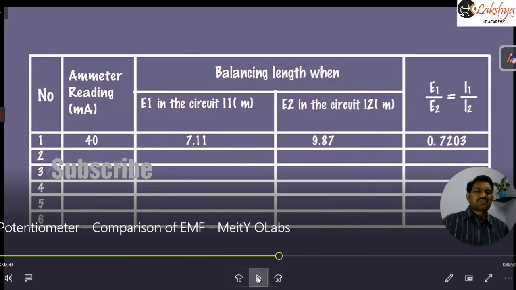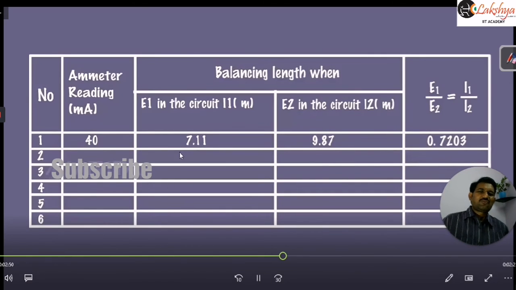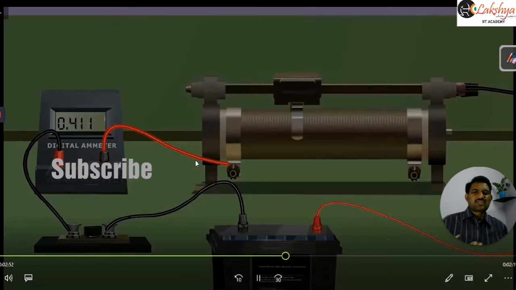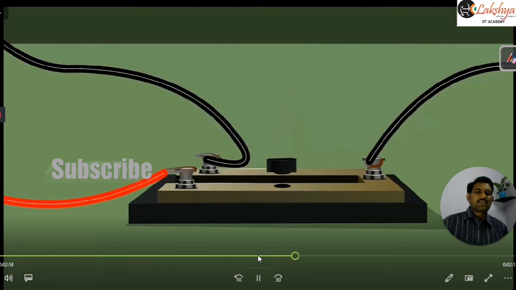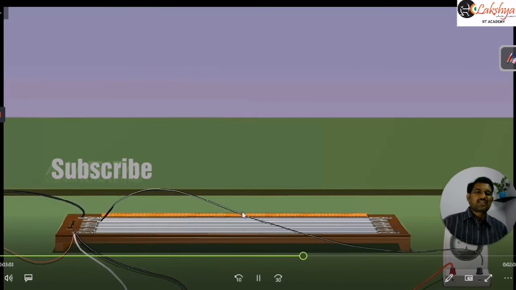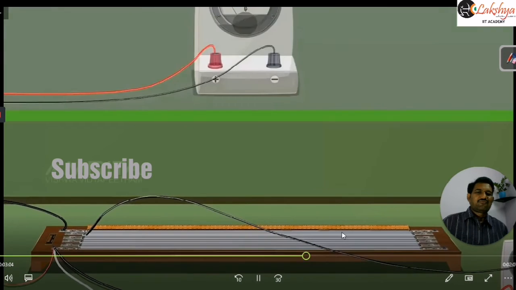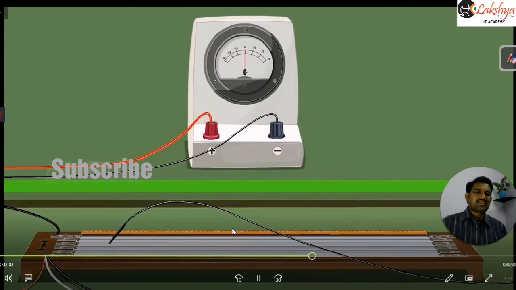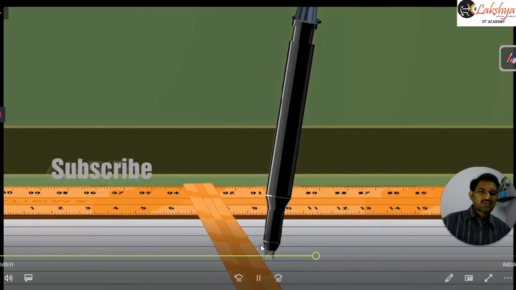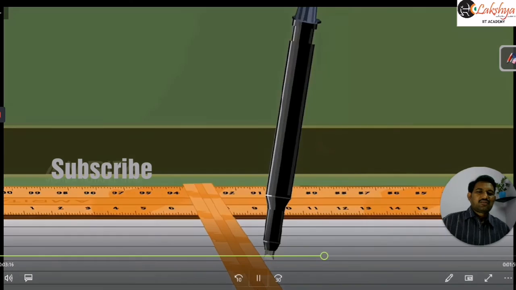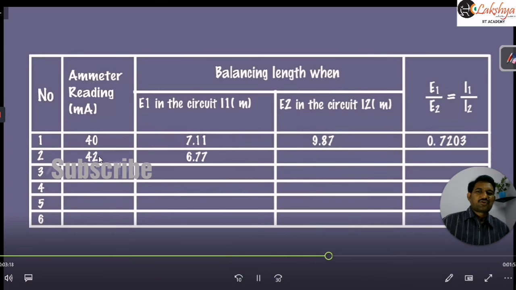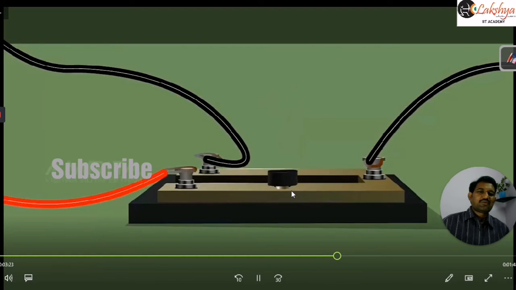Next we change the ammeter reading and repeat this process, and we take 4 or 5 readings. Observe this: now we are taking 0.42 milliamperes. Again, for E1 and E2 we find the balancing length for the different currents, and finally we find the average values. So we find the balancing length for E1 at 42 milliamperes, then again for E2 we find the balancing length.